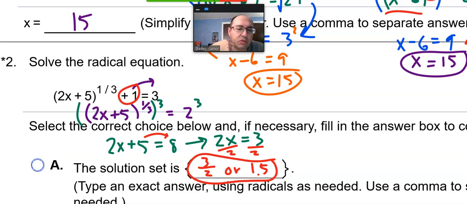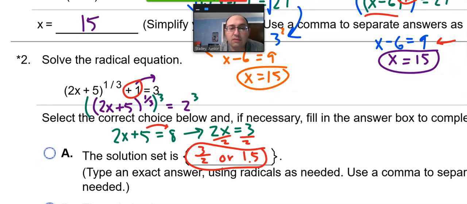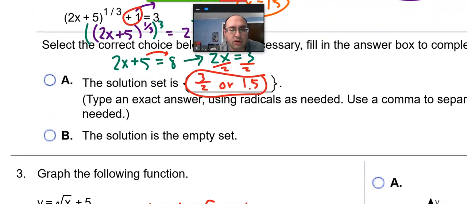That gave me 2 to the third, which is 8. And then it's off to the races with the easy stuff, right? Subtract 5, divide by 2. And we get 3 over 2 or 1.5, whichever. Pay attention to the instructions on which way. It might take both answers. It should. They're both the same. So I don't see why it should not take one or the other, whichever one you type in, 3/2 or 1.5.